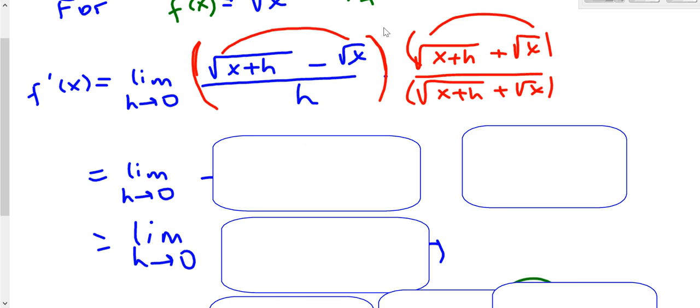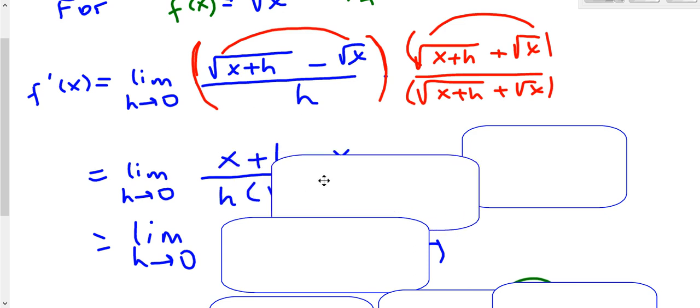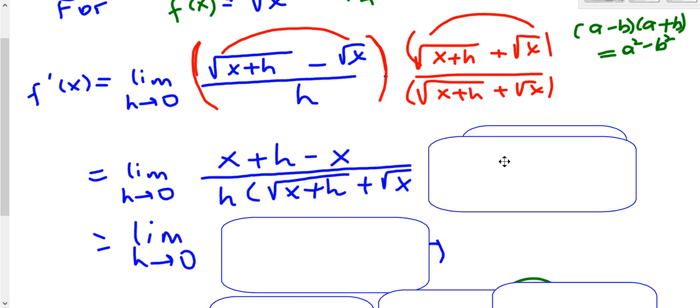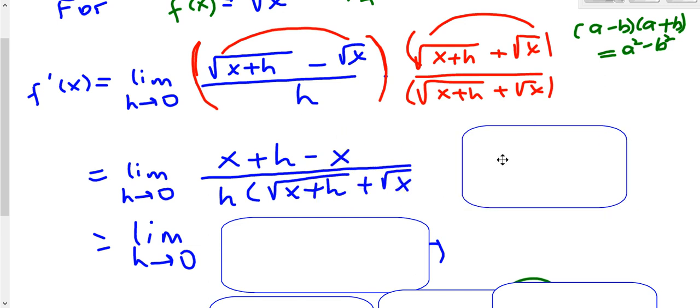So as you're distributing these, you're going to have a squared minus b squared if you're using the difference of two squares method. You square the first one, you lose a square root, minus square the second one, you lose a square root. So this is the rule we're using there. And the bottom, don't even simplify it. So simplify the numerators now.